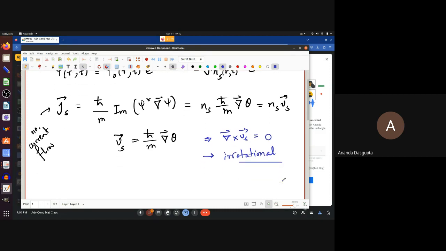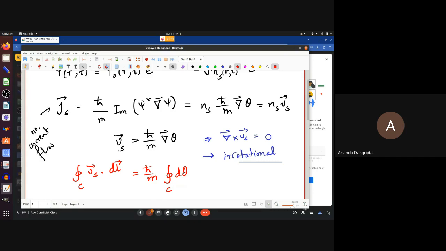However, this immediately gives rise to another problem, which is if I were to integrate this velocity in any closed loop C, what I'm going to get is simply h cross by m times integral of d theta, the phase. And since the closed loop begins and ends at the same point, we are actually talking of theta at the same point. Now, if theta had really been a proper function, then when you come back to the same point, you must have the same value. After all, functions have to be single valued. Given a point, you should be able to tell me the value of the function.